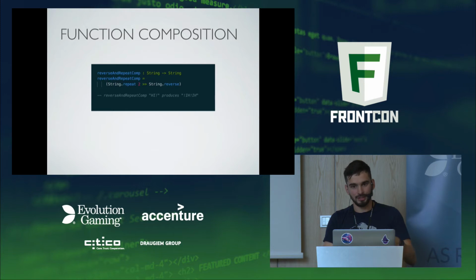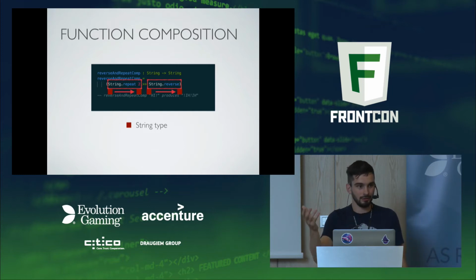So actually, this is the most interesting way to make this happen. Because Elm is statically typed, we know all the type signatures of the functions. So let's imagine that this square is a string type. And we know that string.repeat 2 actually accepts a string, and it returns a string. And string.reverse also accepts a string and returns a string. So that means that those two can be combined together. And just because they can be combined together, we can use the double greater than operator and smash them in and create a new function. The result will be a new function. So this is quite cool.